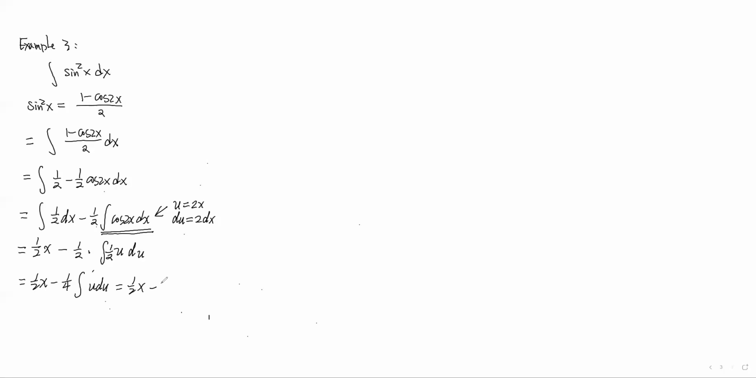So we get this. Here we do the substitution. This should be cosine u du, right? Here should be cosine u du. So this is 1 over 4 sine u plus c. This is 1 over x minus 1 over 4 sine 2x plus c.